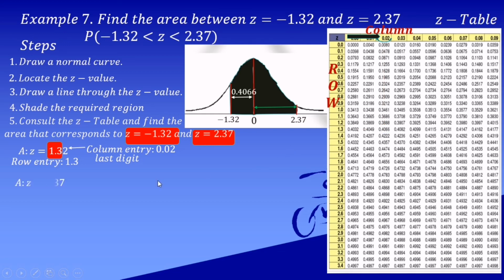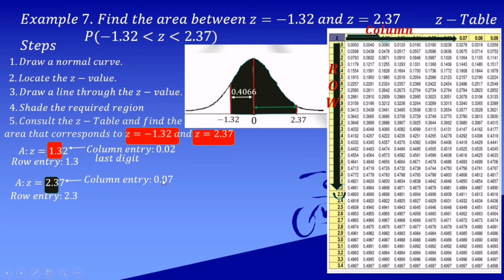Then another Z value, that is 2.37. The first two digits, the row entry, are 2.3. And then the last digit, the column entry, is 0.07. Again, the intersection of the two is Z equal to 2.37, which corresponds to 0.4911. Okay, that is the area from 0 to 2.37.